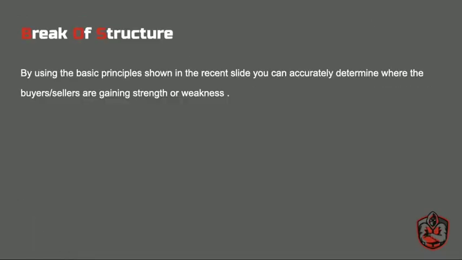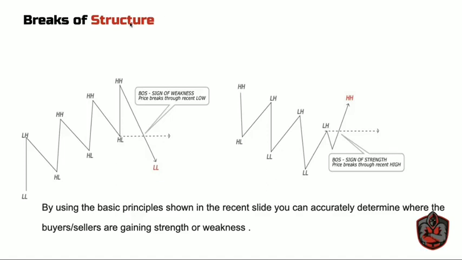Now, break of structure. By using basic principles shown in the recent slides of the basic market movements, you can accurately determine where the buyers and sellers are gaining strength or weakness within the market. So as we can see here, price is printing a series of higher highs and higher lows, referred to as an uptrend.